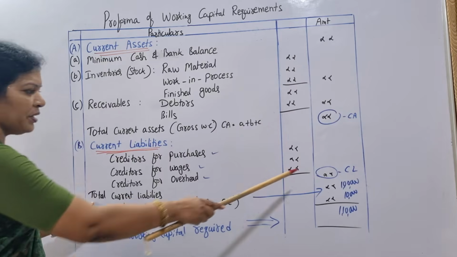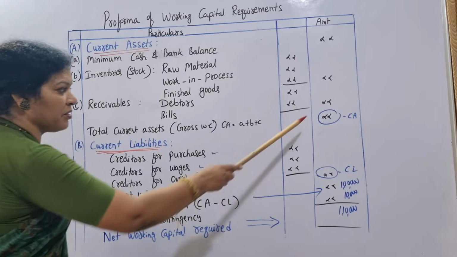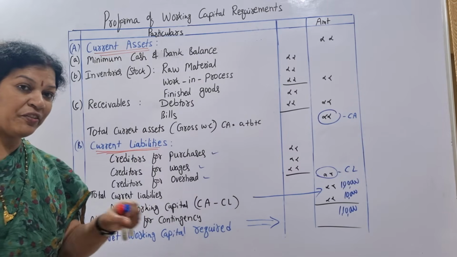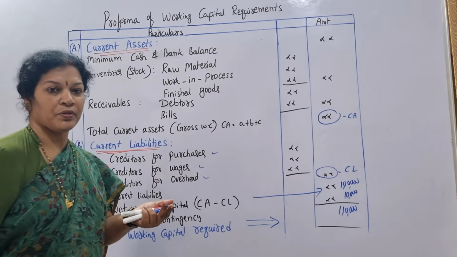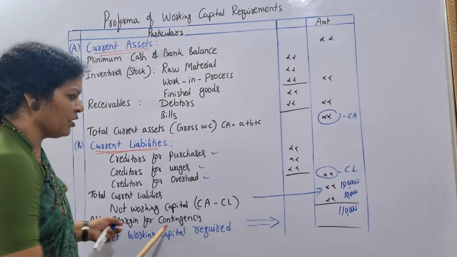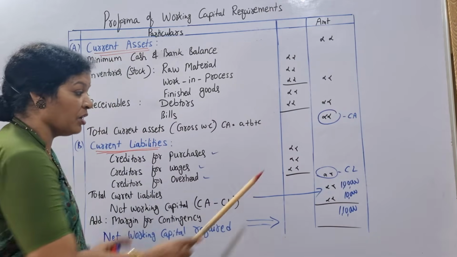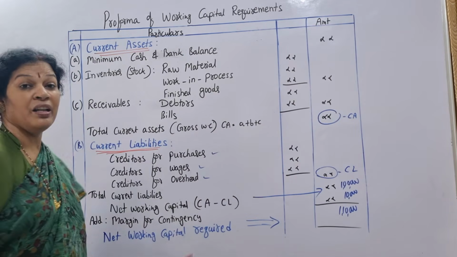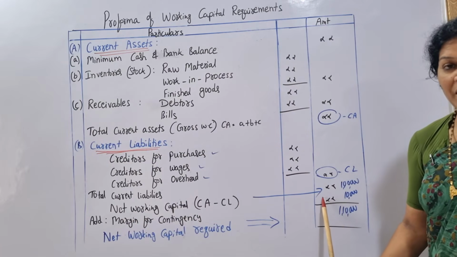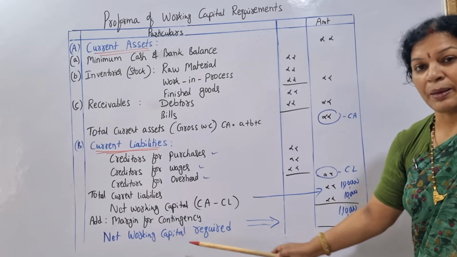After getting the current liabilities, we take net working capital. Net working capital means current assets minus current liabilities. You get net working capital. To that, if anything is to be added, margin or surplus, add margin for contingency. Contingency means unexpected. If we add 10% on this, 10,000, in the outer column we get 1 lakh 10,000. That final amount is the net working capital required. Actually net working capital is only 1 lakh here. You add something else, 10% surplus or margin, and then you get net working capital required.